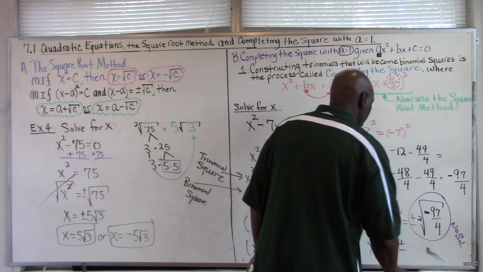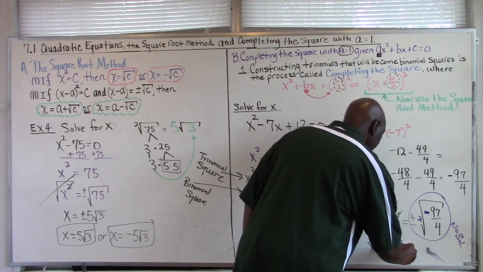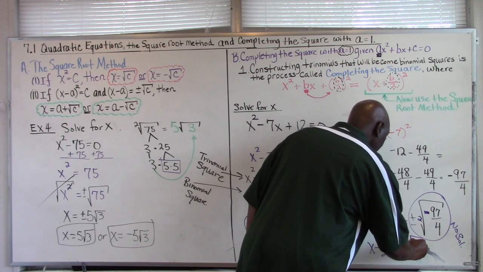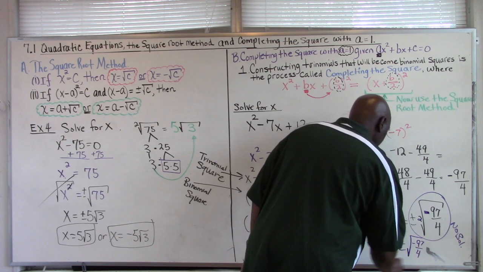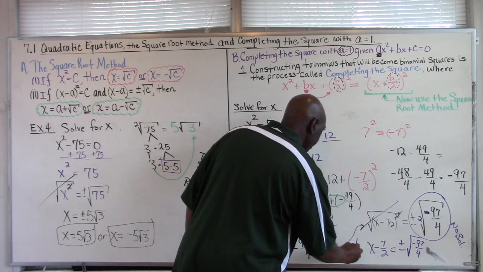So we can stop right here. That's square root negative 97 over 4. This right here is no solution.